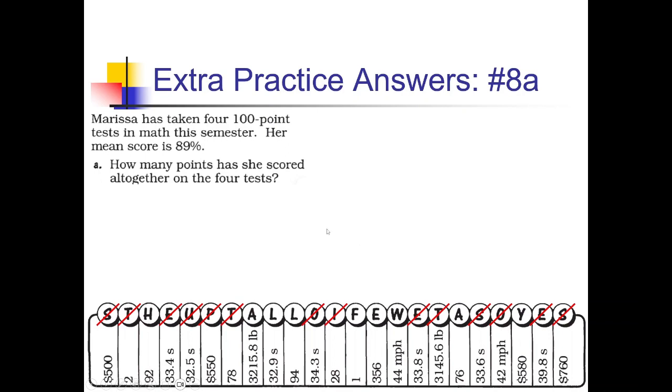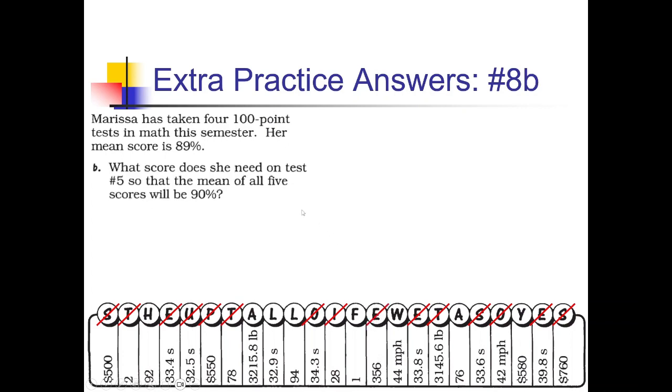The next couple problems are based off of Marissa, who took 4 100-point tests in math and scored a mean of 89%. We want to know firstly how many points she has scored altogether on the 4 tests. Well, there were 4 and the mean was 89. So we can do 4 times 89 to get that total. And I could probably do this without a calculator. 4 times 90 would be 360, so 4 less than that is 356. And 356 is going to be right here under E, so cross that off.